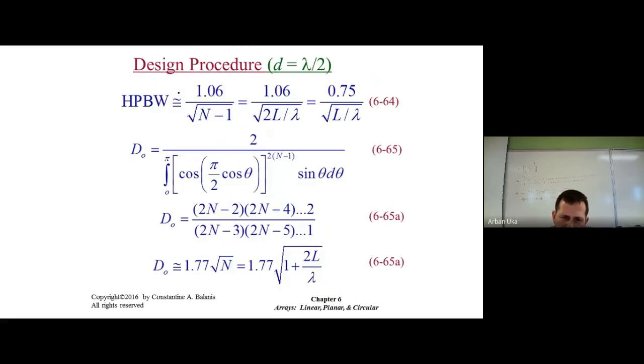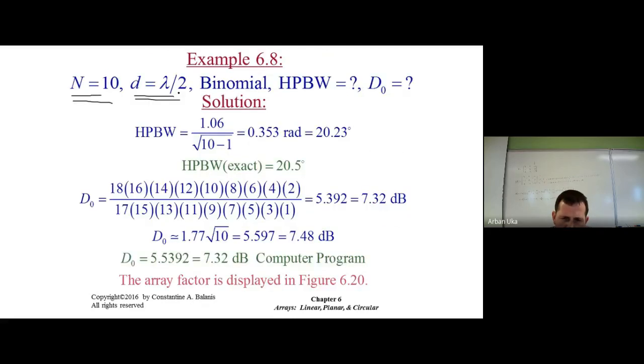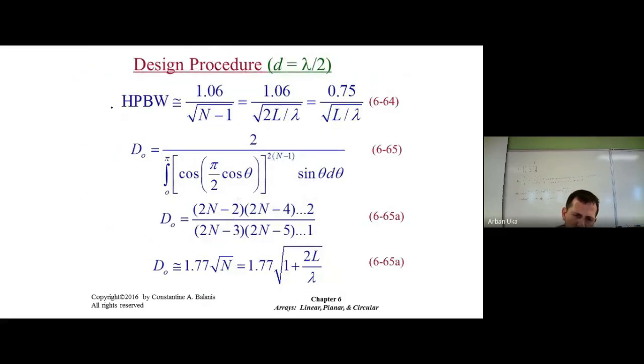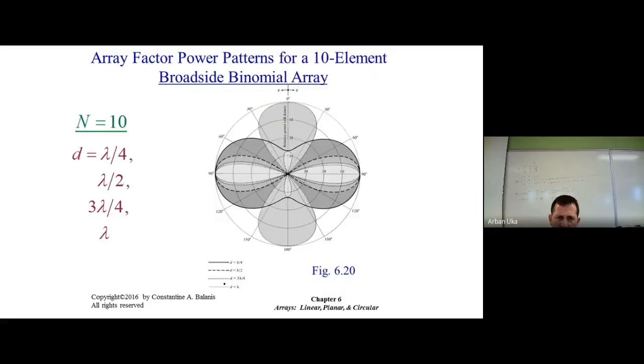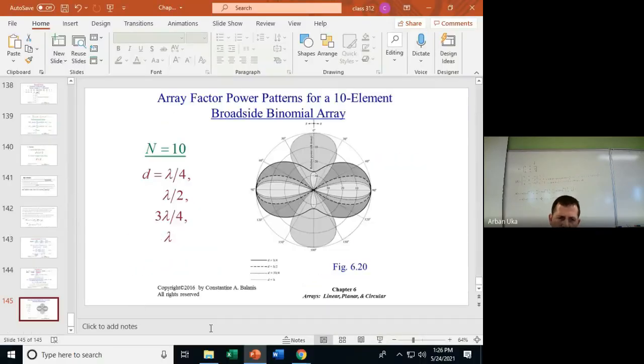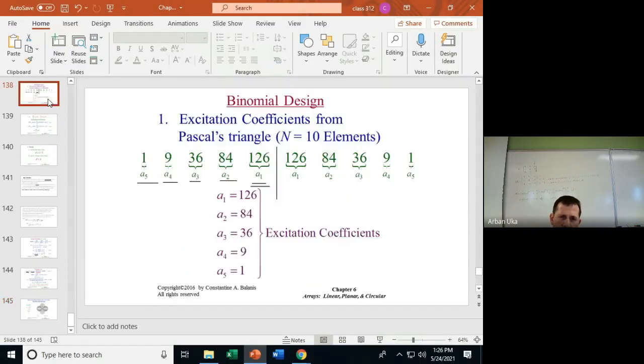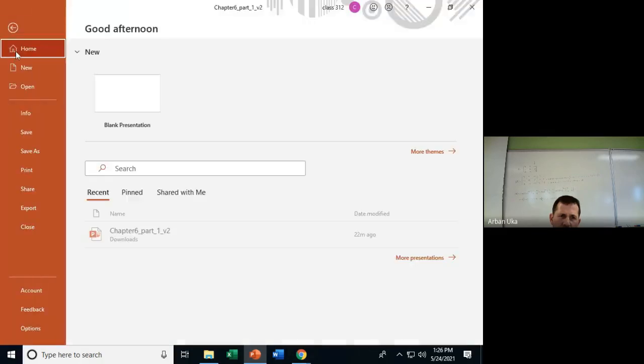Then we can use this expression, which is given here for the directivity. It looks like it's a really good approximation, and the best approximation, most probably, is something like this. So this is going to be 1.77 times square root of 10 in this case. So wait a second. I just want to keep all of these numbers.